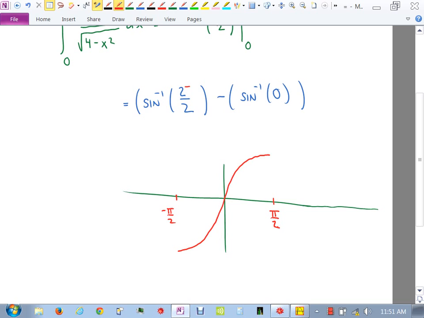So looking at that picture right there, where would you get a 1 to come out? Because that's what's in here, right? 1 at pi over 2. At pi over 2 is where 1 comes out. And then where would you get 0 to come out? At 0. So the inverse sine of 1 is pi over 2, and the inverse sine of 0 is 0. So your answer is pi over 2.